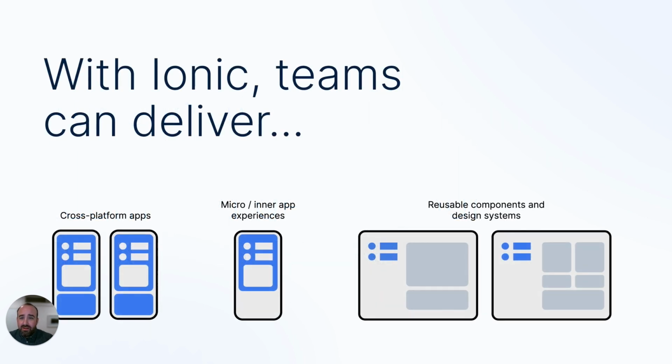So just to wrap up here, with Ionic, teams can deliver cross-platform apps. That's always been our bread and butter, but increasingly micro or inter-app experiences. So Ionic Portals enabling native teams to bring in web experiences and mobile teams to move more quickly. And then enabling teams to build reusable components and design systems. And we see the web as the central kind of layer that enables us to do this.